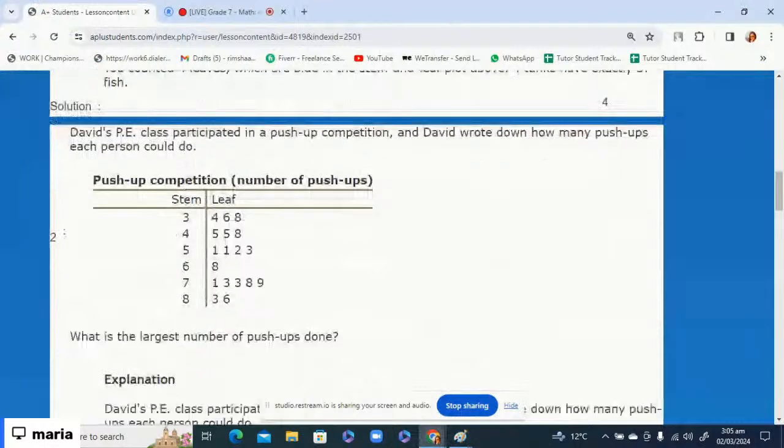David's PE class participated in a push-up competition, and David wrote down how many push-ups each person could do. So the push-up competition and the number of push-ups are given. The stem is given, which is 3, 4, 5, 6, 7. And the leaf is given, which is 468, 558, 112338, 13389.